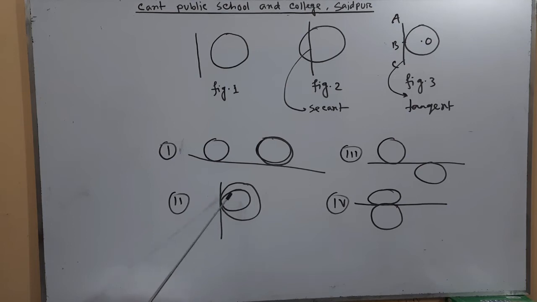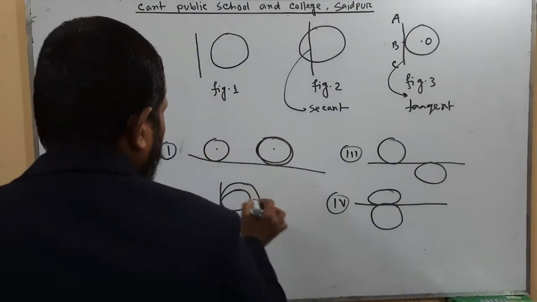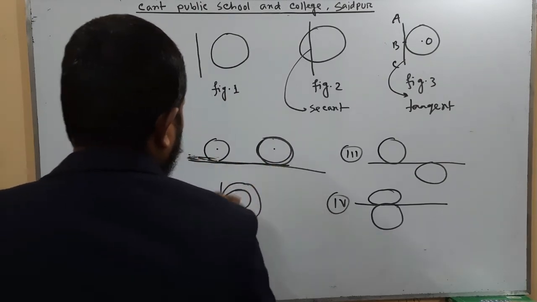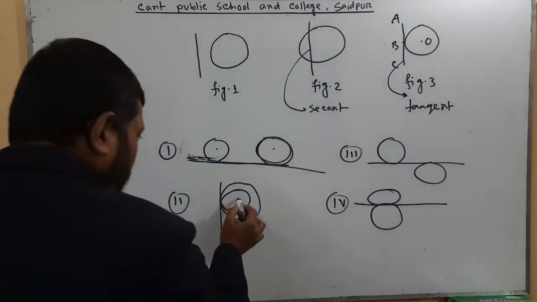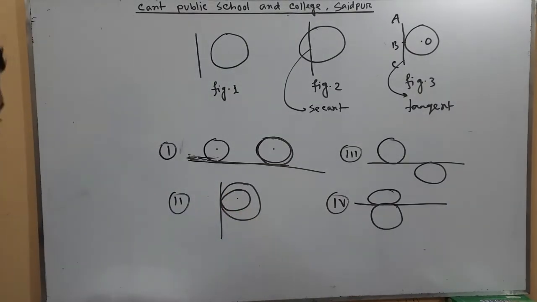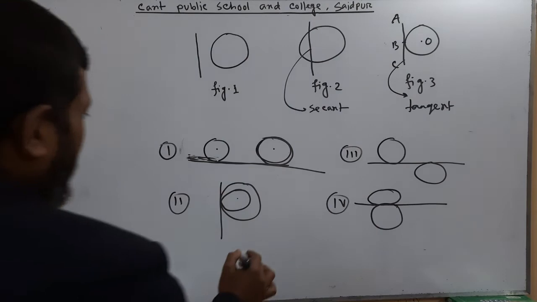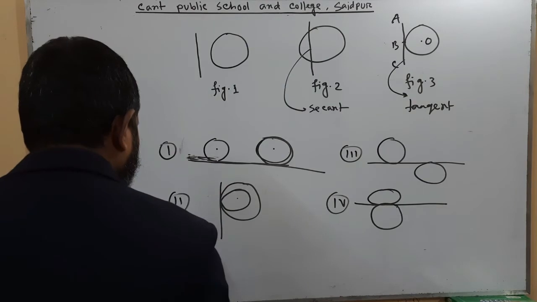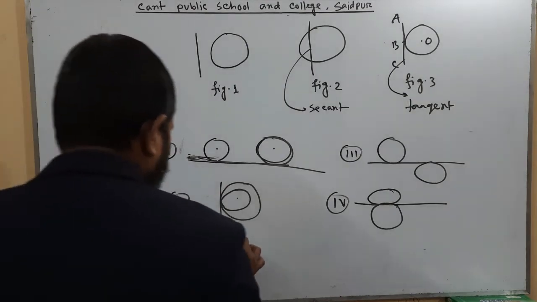Similarly, if two centers lie on the same side of the tangent, it is called a direct tangent. Here, these two centers lie on the same side of this tangent. Also here, two centers lie on the same side of the tangent. So here these tangents are direct common tangents. In figures 1 and 2, these tangents are direct common tangents.